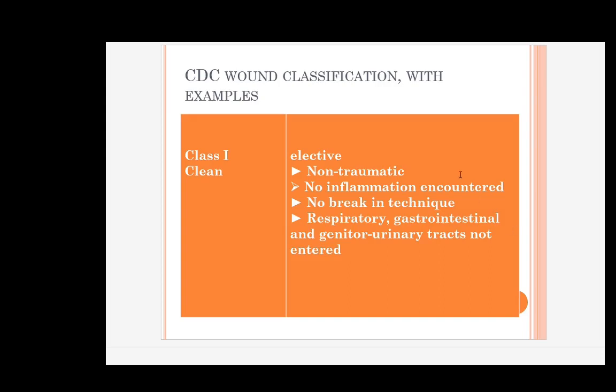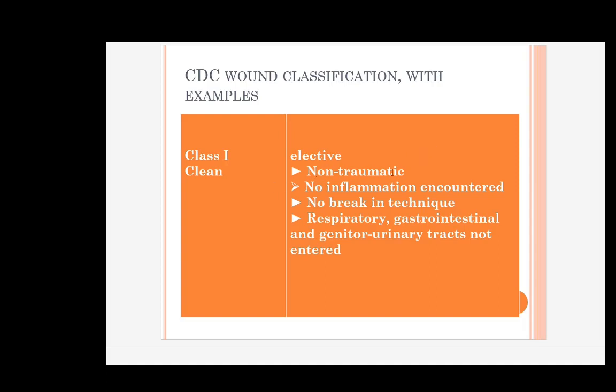Okay. Now as far as classification of wounds is concerned, we have basically 4 classes of wound. The CDC classification of wound, Centers for Disease Control, this is in the US. Class 1 is basically a clean wound. A clean wound is usually a wound that happens when we do an elective surgery. When we put an incision, the kind of wound that we get is basically a clean wound.